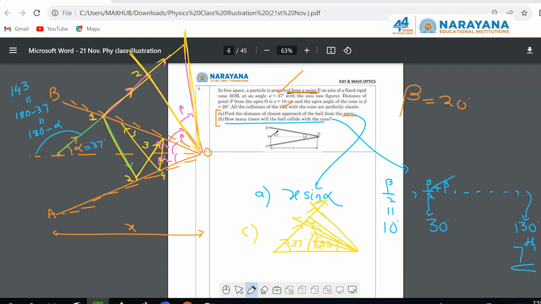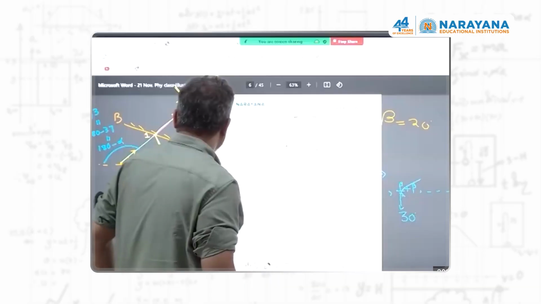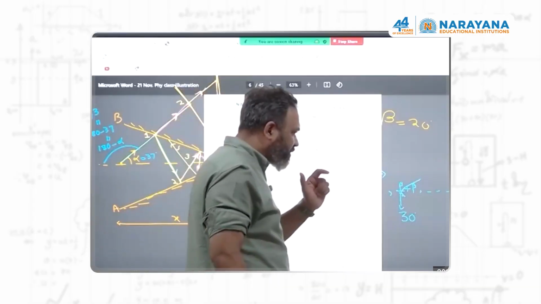Okay, that is how. Right, sir. And how can we find out the distance from the apex, how much that minimum distance is? Yeah. Like, are you talking about the minimum distance or a specific distance?